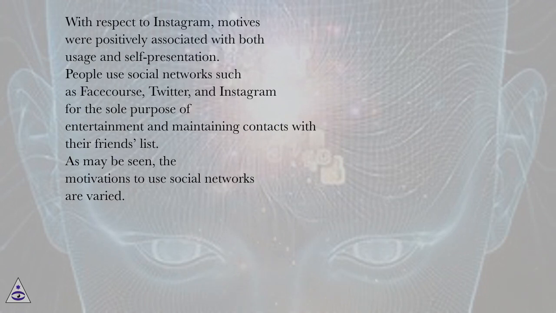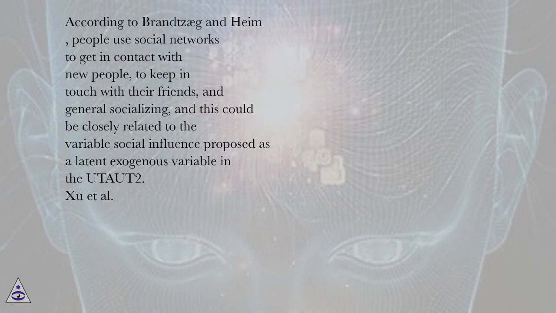People use social networks such as Facebook, Twitter, and Instagram for the sole purpose of entertainment and maintaining contacts with their friends list. As may be seen, the motivations to use social networks are varied. According to Brandsegg and Heim, people use social networks to get in contact with new people, to keep in touch with their friends, and general socializing, and this could be closely related to the variable social influence proposed as a latent exogenous variable in the UTAUT2.